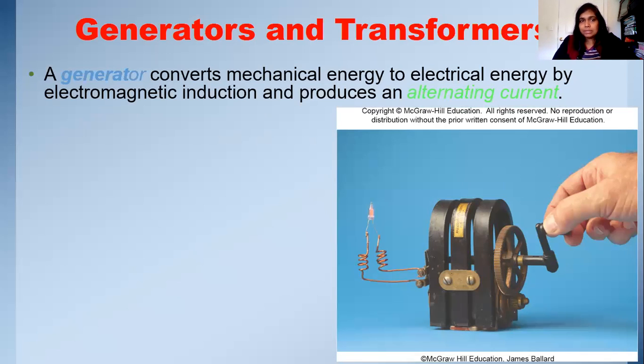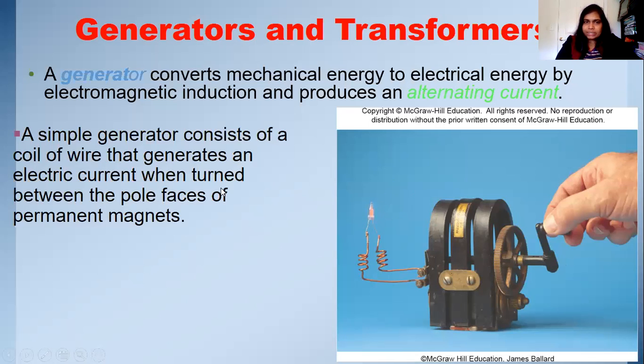In a generator, it converts mechanical energy to electrical energy by electromagnetic induction, and it produces an alternating current. So in this picture, this is an old-fashioned cranky generator. When you move this handle, you can light up the bulb, even though there's no battery connected to this one. You rotate this little handle. It's a mechanical piece, but here you have an electrical piece with the bulb on it. When you rotate this, you're cranking it basically, so you can light up this bulb. So mechanical energy is converted into electrical energy.